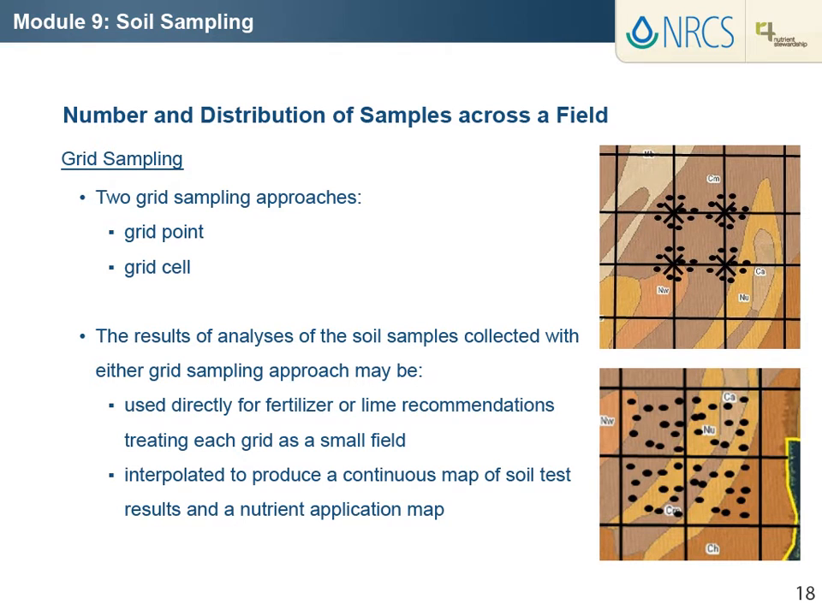The results of sample analyses with either grid sampling approach may be used directly for fertilizer or lime applications to each cell, which, in effect, treats each grid as a small field, or they may be entered into a computer mapping program that uses different interpolation procedures to assign values to non-sampled areas to produce a continuous map of soil test results and a nutrient application map. Sampling at high densities allows for more accurate but more expensive soil test and nutrient application maps.